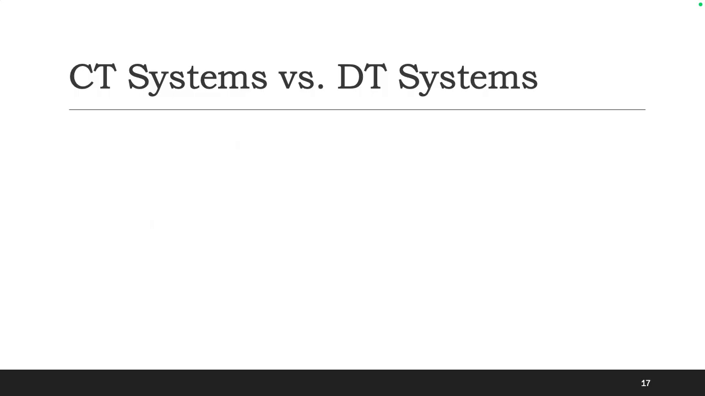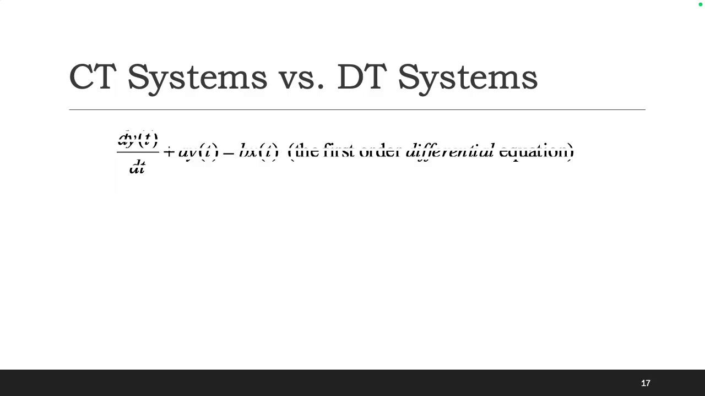And then let's try to compare the CT system and the DT system. You can see this is the first order differential equation. We know for all the first order systems, we can use this equation to represent it. Not only for the RC circuit and the automobile force system, we can use this equation to represent all the first order linear invariant systems. Yeah, we will learn what an LTI system is later.